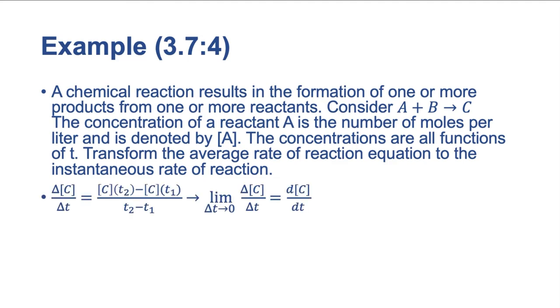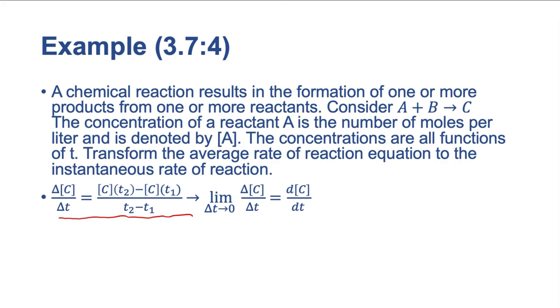Okay, so here is the average rate of reaction equation, and that says delta concentration C over delta T is equal to concentration C minus concentration C at their time intervals over T2 minus T1, and we're going to take the limit as delta T goes to 0 of delta concentration C over delta T, and of course the deltas become differentials and we get d concentration C with respect to time.